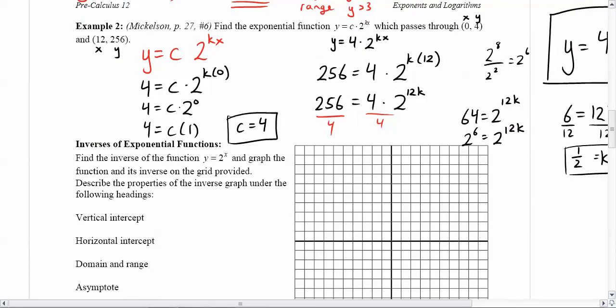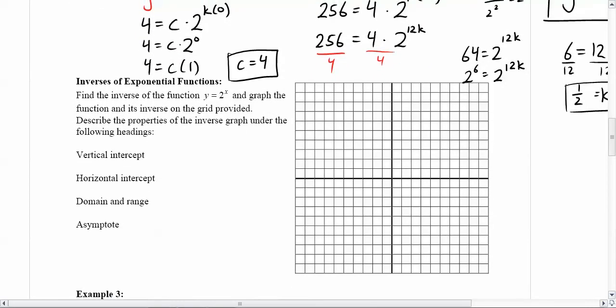Now is where it gets interesting. The inverse of an exponential function. So we've already graphed 2 to the power of x many times. So let's graph it again here. Every exponential function has the point 0, 1 as a y-intercept. 2 to the power of 1 is 2. 2 to the power of 2 is 4. 2 to the power of 3 is 8. 2 to the power of negative 1 is a half. And you can continue like that as you go closer and closer to the asymptote.